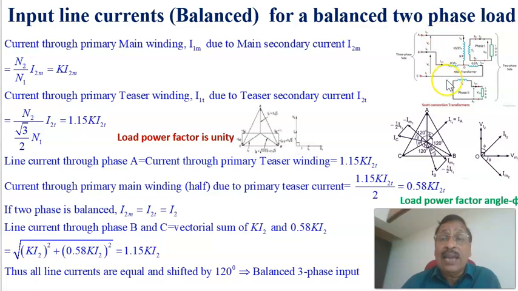That is, all these line currents are equal to 1.15 Ki2. If the load is balanced at the output side, the line currents at the input side are all equal to 1.15 times Ki2, and if you see, they are 120 degrees apart, so a balanced three-phase line current is there. This corresponds to a zero power factor at the load side.